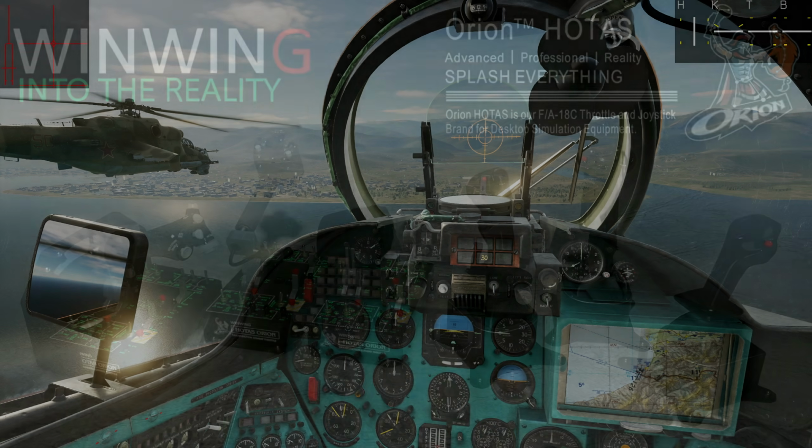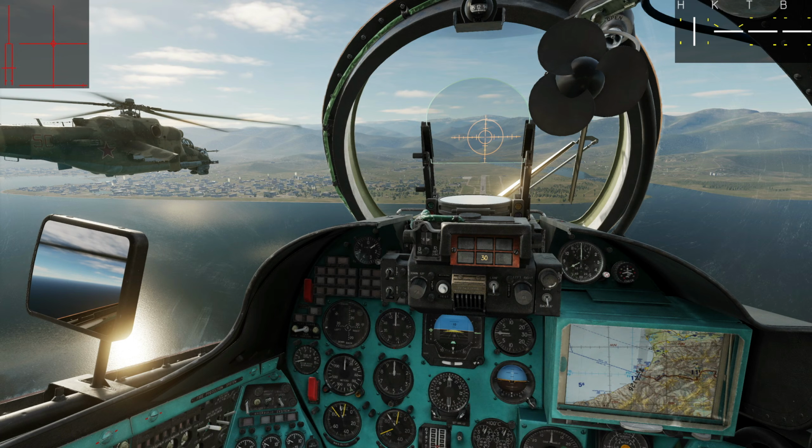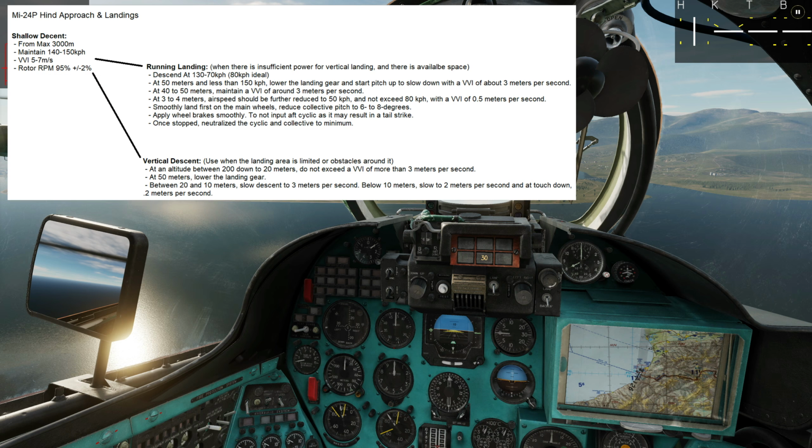Future configurations. Hello everyone, I hope you're all doing very well. Today we're in the Mi-24P Hind, and we're looking at approach and landing, or landings. First, let's look at the official documents. The approach is always going to be the shallow descent. From the shallow descent, we can either transition to vertical descent and landing, or running landing.